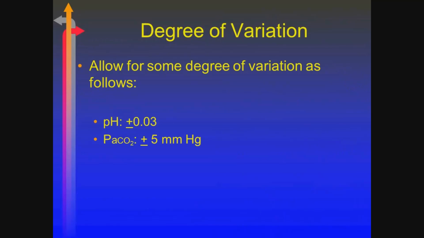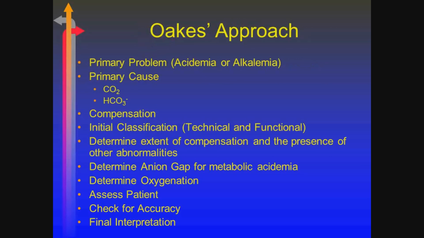So even with that, there's a small fudge factor that we have built in. Our goal is to fully explain why the values are the way they are, specifically the pH and the PCO2. We'll allow a little bit of variance in there. So this is the way he approaches it. What's the primary problem? Acidemia or alkalemia. Who's causing it? CO2 or bicarbonate. Is there a compensatory response there? We come up with an initial classification. We then go ahead and evaluate that compensatory process and see if there's the presence of some other abnormality.